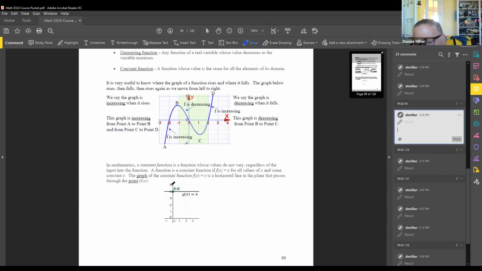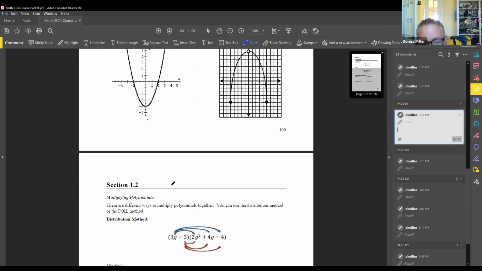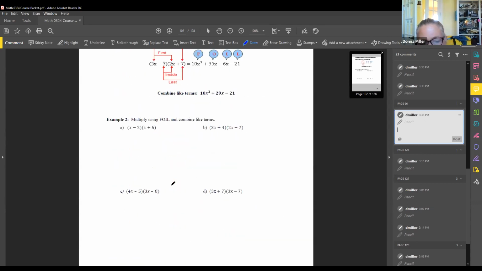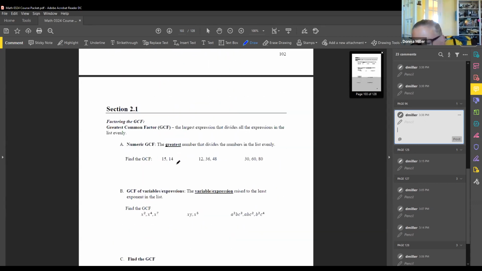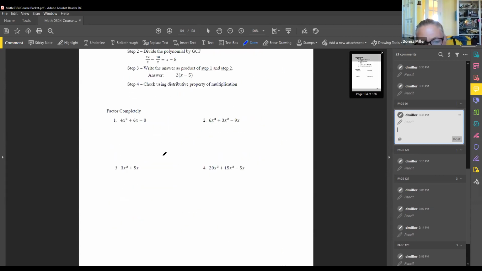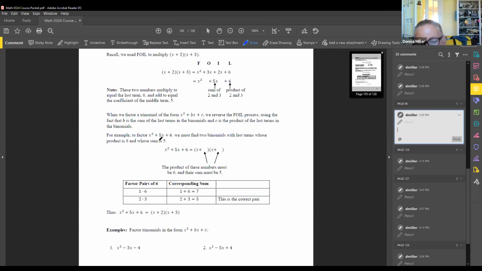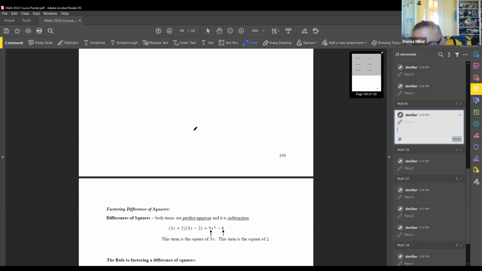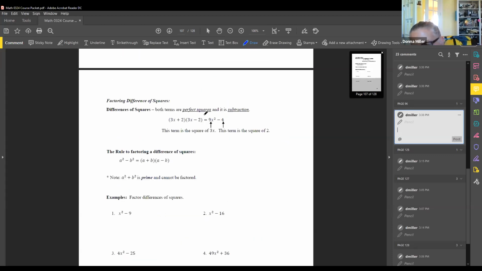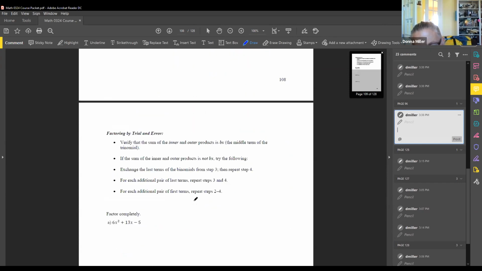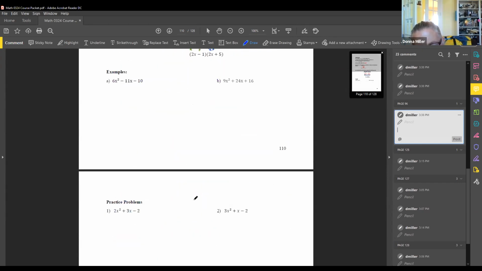Tell where a function's increasing, decreasing. You should be able to multiply two things together. A big thing we did was factoring, right? Take out the greatest common factor, and then we had factoring 3 terms. I did kill the common factor with you guys. You should be able to factor and solve by factoring. Difference of squares. You should be able to take the square roots and factor that. You should be able to solve them. Let's see. Factoring. A lot of time was spent on factoring.